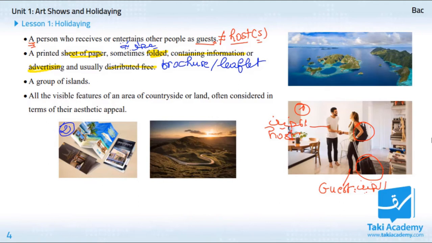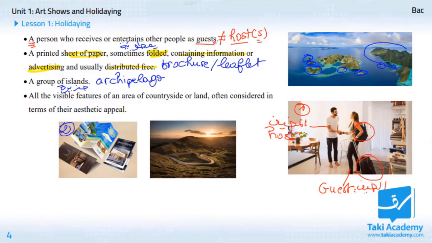Now, a group of islands. First, let's understand the meaning of an island. An island, this is an island. Okay, this is another island. This is another island. So an island is جزيرة. Okay. A group of islands, like here we have different islands. What do we call it? We call it an archipelago. So this is an archipelago. Okay. Like the seashells you have in your book.